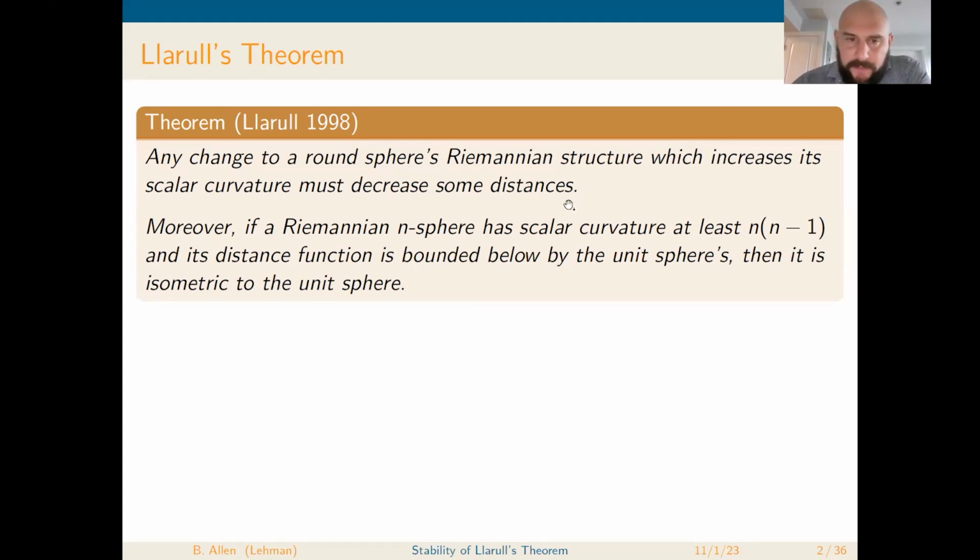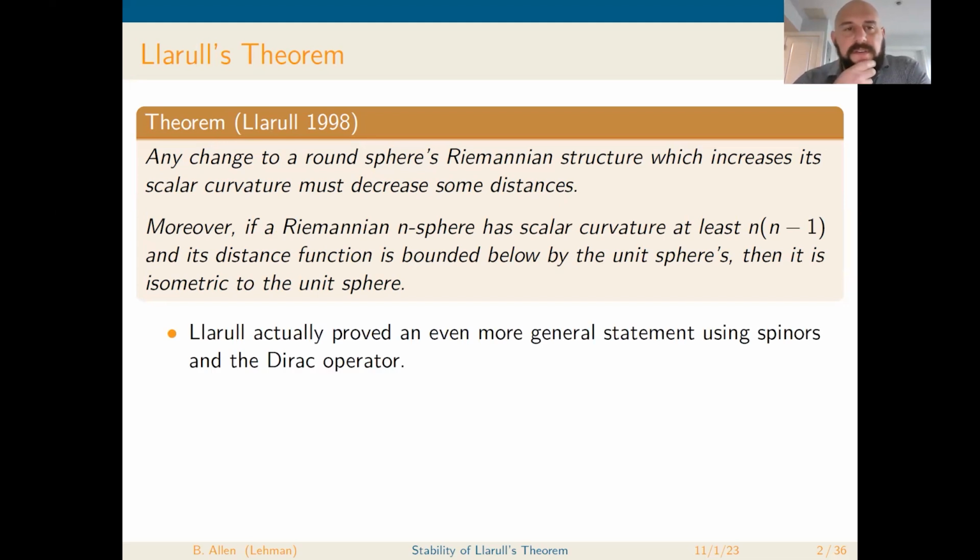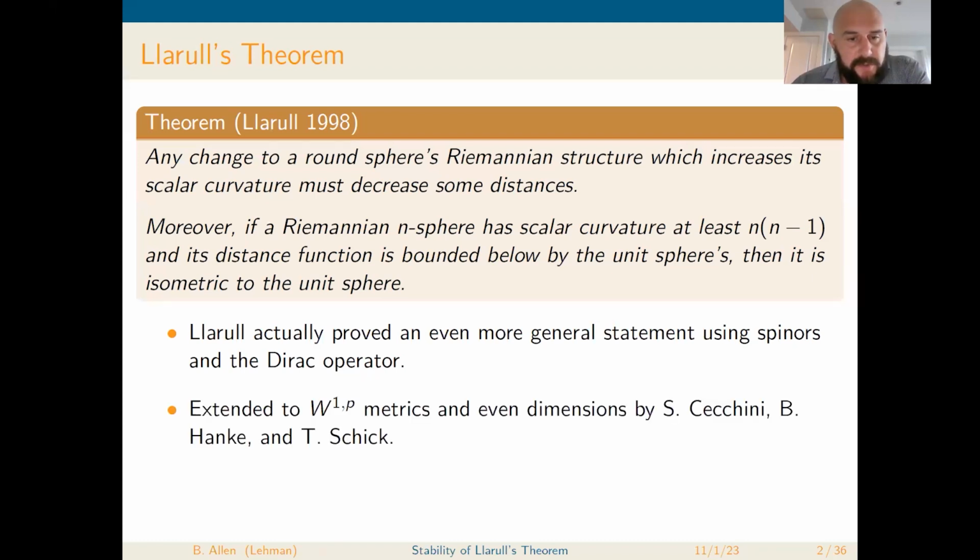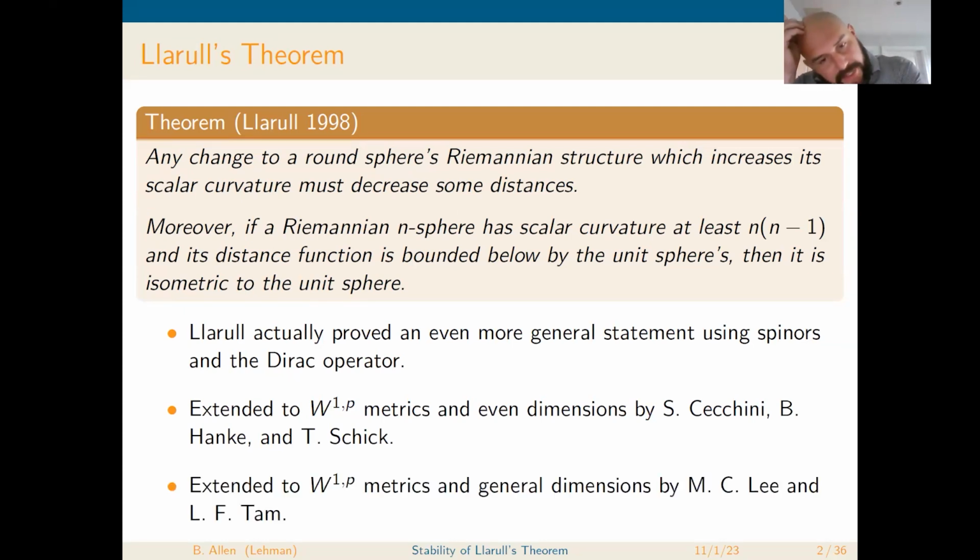In fact, Llarull proved something a bit more general than this. I just state it in this way because this is the form in which we'll be able to prove stability, but there is a more general statement, and it uses spinors and the Dirac operator. This has been extended to less regular metrics and general dimensions. There's more recent work on extending these things to general metrics like W^{1,p} metrics in particular, but that's in the rigidity case as well.